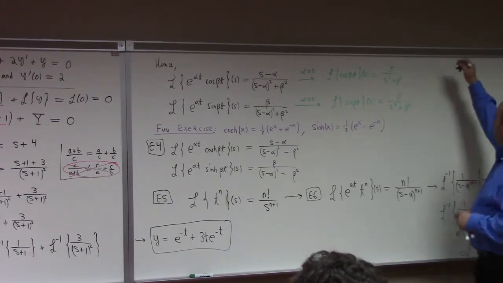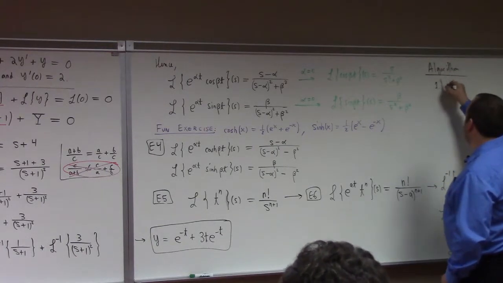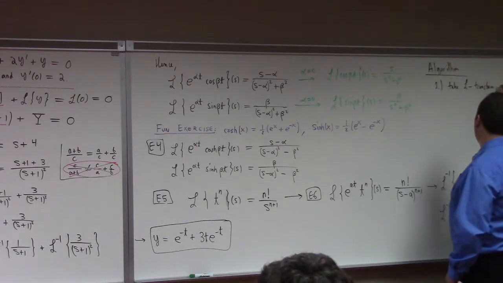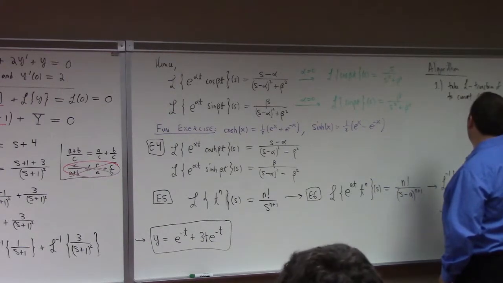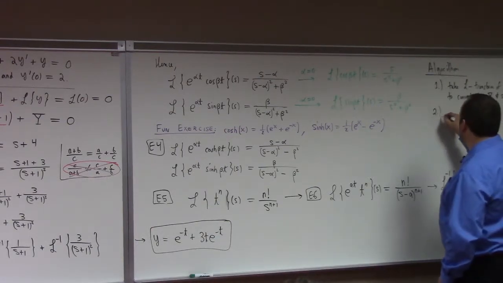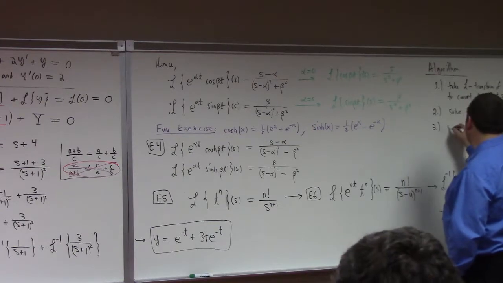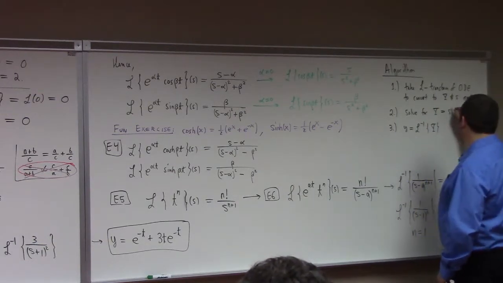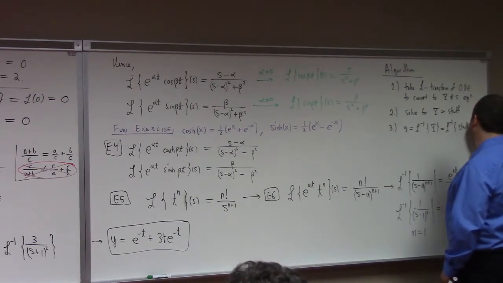So the basic algorithm is this. Step 1, we take the Laplace transform of our differential equation, right, to convert to a Y and s equation. Step number 2, solve for big Y. Step number 3, little y is equal to the inverse Laplace transform of the big Y. So we'll find big Y equals stuff. So little y, the solution we're after, is the inverse Laplace transform of that stuff.